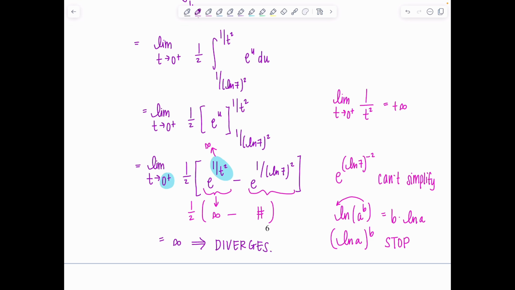Okay. What were the most common issues? Not switching the limits of integration. Some people didn't even identify where to take the limit. They didn't understand that you have to remove the discontinuity using a limit. Not really remove it, but rewrite it so that you can evaluate the integral.